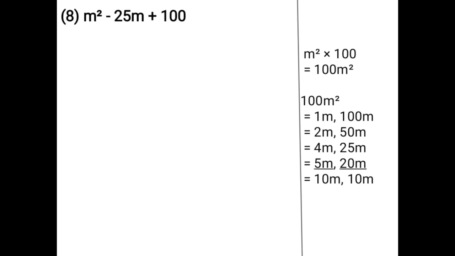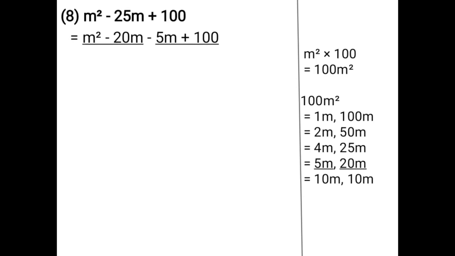Now we will begin the sum. First you have to write first term as it is, that is equal to m square. You have to take both the negative numbers, that is minus 20m minus 5m, of the expansion of the middle term minus 25m, and third term you have to write as it is, plus 100. You have to underline and make the groups.